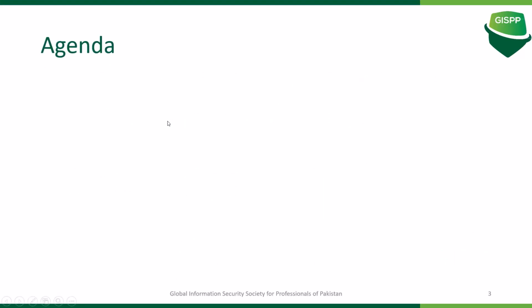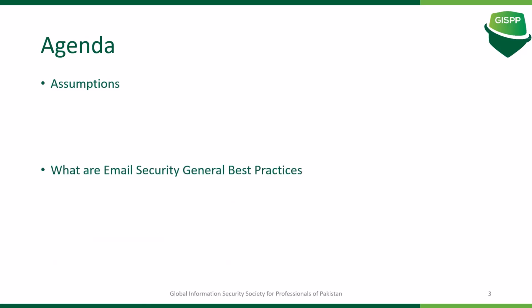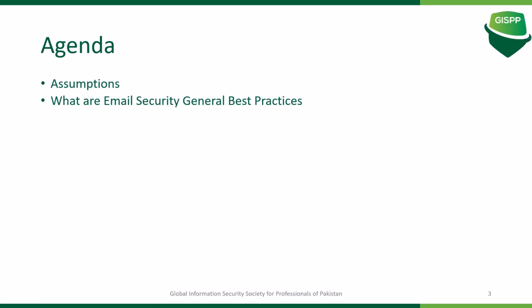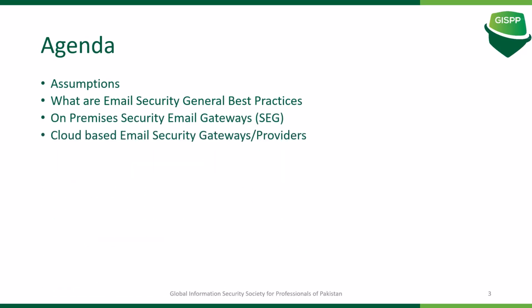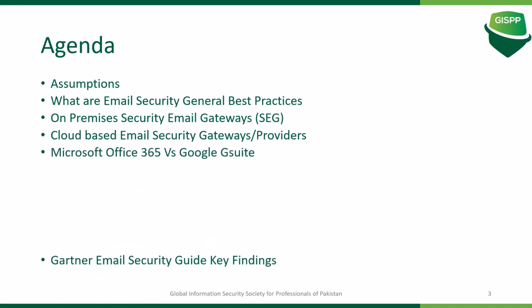Let's go to the agenda. First, we have some assumptions. I will explain that. Then we will talk about email security general best practices. Then we'll talk about on-premises security email gateways. Then we'll talk about cloud-based email security gateways or cloud-based email security providers. Microsoft Office 365 versus Google G Suite.